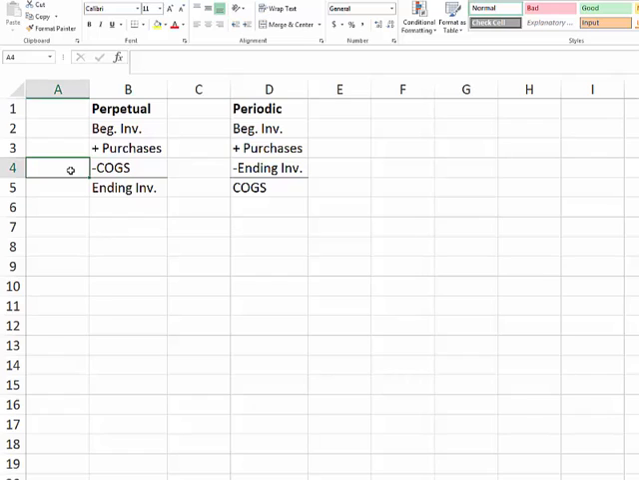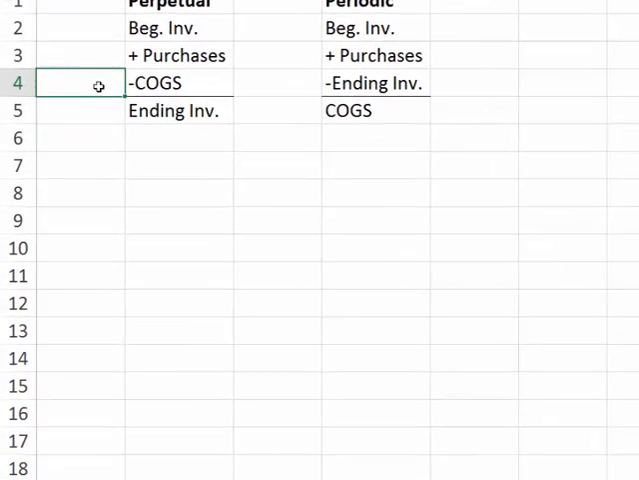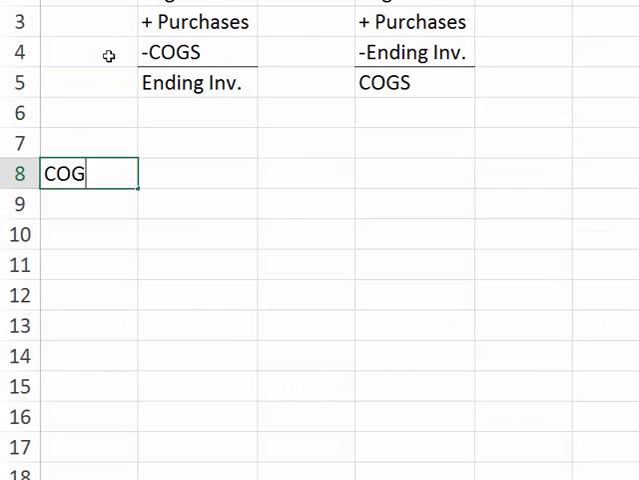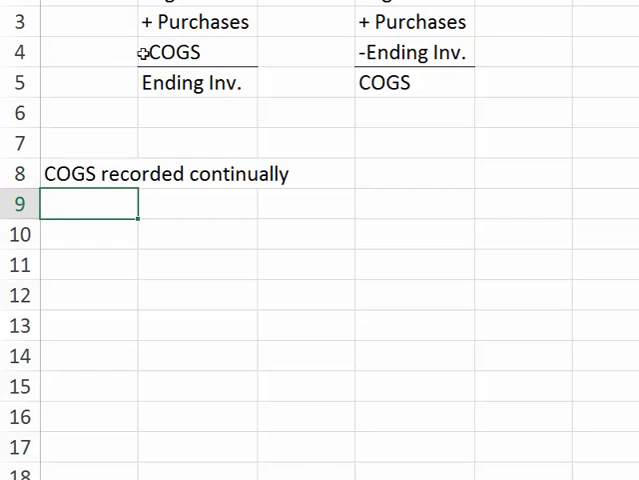So the cost of goods sold will be recorded in the journal entries throughout the period as things are sold. So cost of goods sold is recorded continually. And as a result, because you're constantly updating what you sold, you'll always be able to look into your records and see what your ending inventory balance is. So the ending inventory balance is available throughout the period.